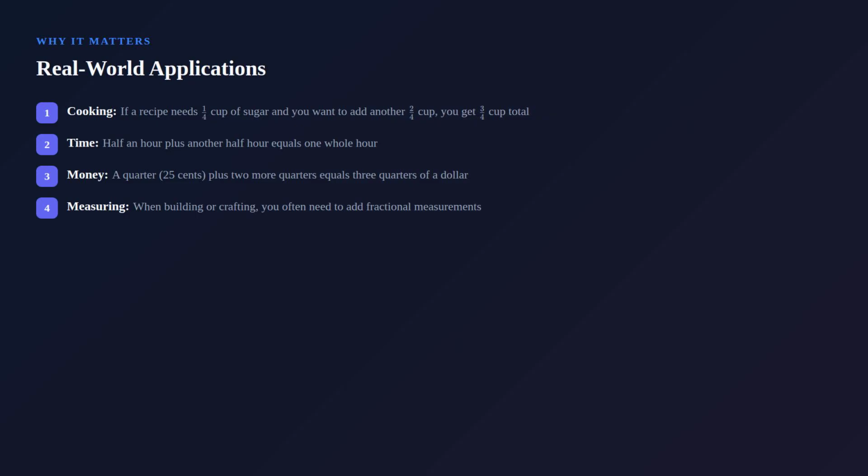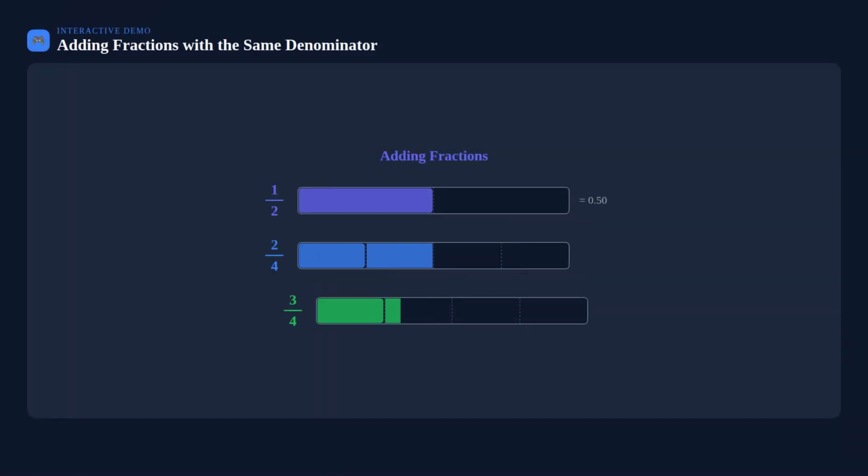Measuring. When building or crafting, you often need to add fractional measurements. Mastering this skill is the first step toward working with all fraction operations. Try this interactive visualization on Mathorio to explore the concept yourself. Pause the video and visit Mathorio.com to practice with our hands-on tools.